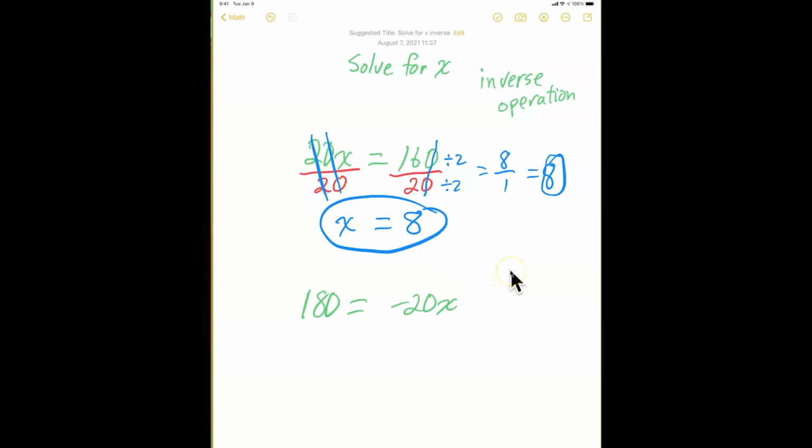All right, let's take a look at the next one. We have 180 is equal to negative 20x. So what's happening to x on this side? x is being multiplied by what number? Did you say negative 20? If you did, you're right. So we're going to do the same thing we did in the previous one, which is the inverse operation of multiplication by negative 20, which is division by negative 20. And don't forget your negative sign.